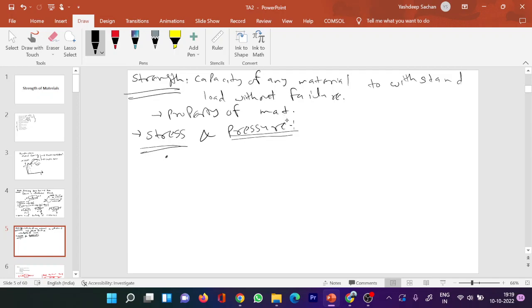Pressure will be normal to the surface. It will act normal to the surface, perpendicular to the surface. And stress acts on any plane. It may be a perpendicular plane.